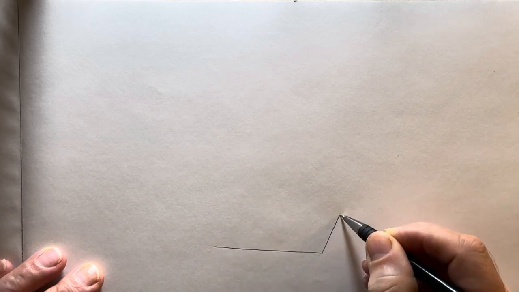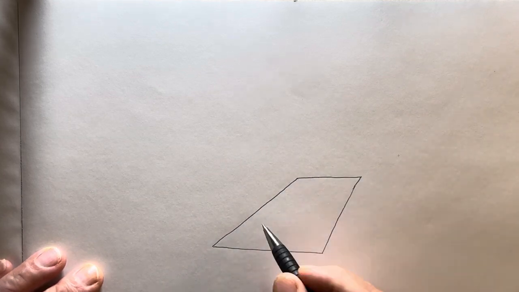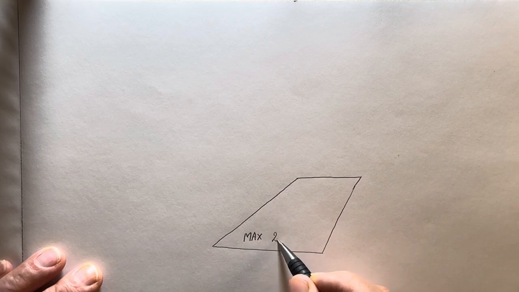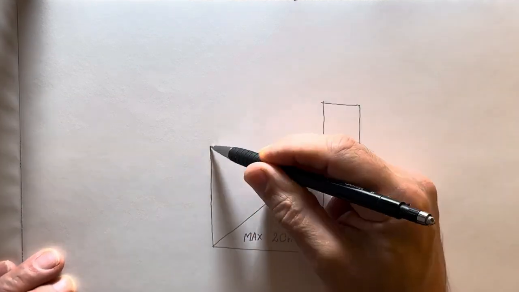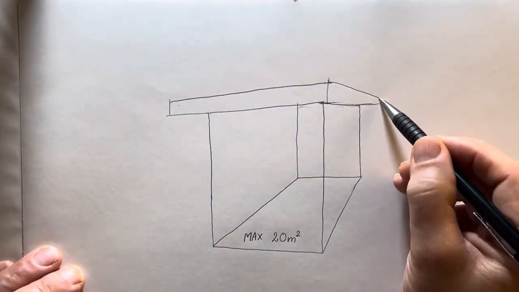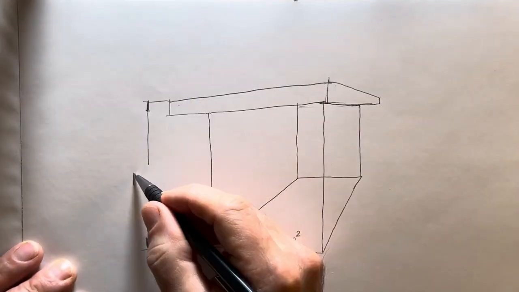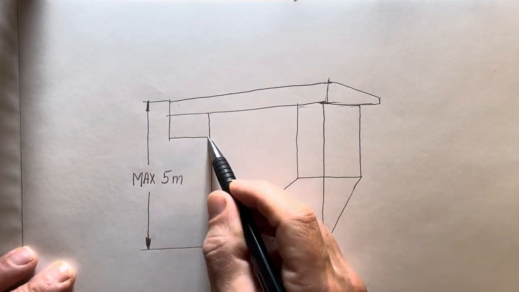How do I design a mini house for myself? First condition: the construction area of the house must not be larger than 20 square meters. Second condition: the maximum permitted height of the building is 5 meters.